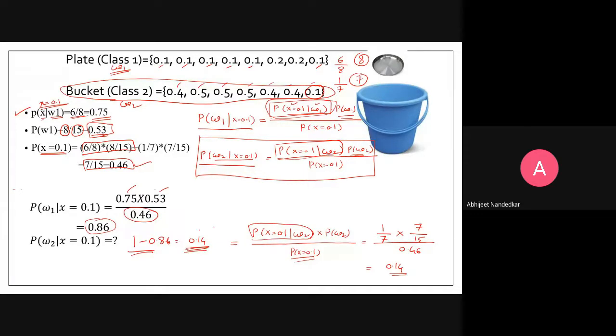Now the question is, what is your decision? You now have two probabilities. The probability that the given object is omega 1 is 0.86.